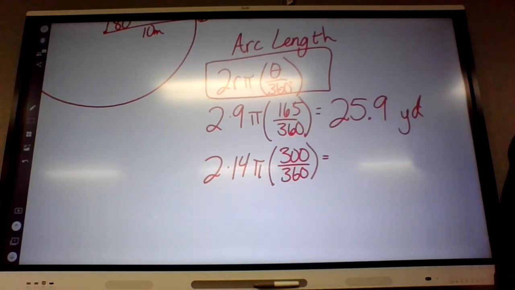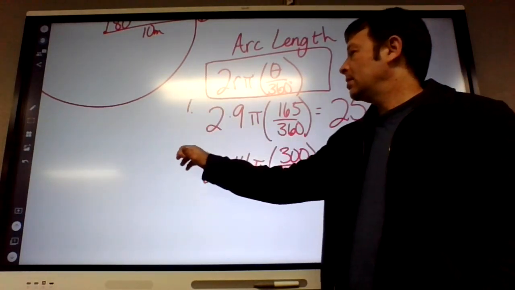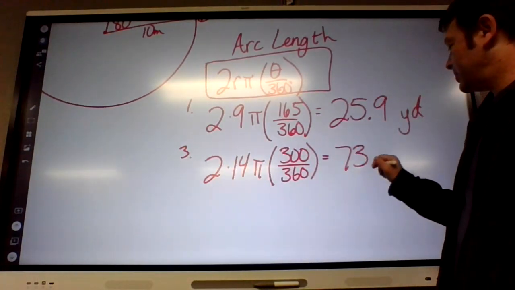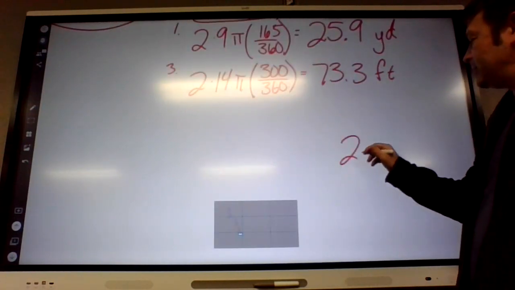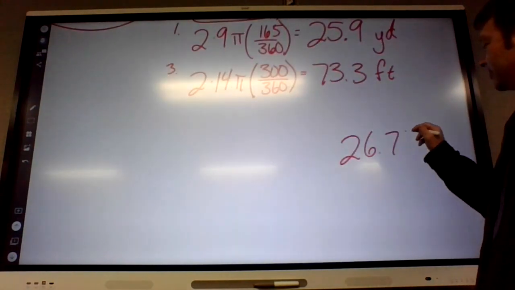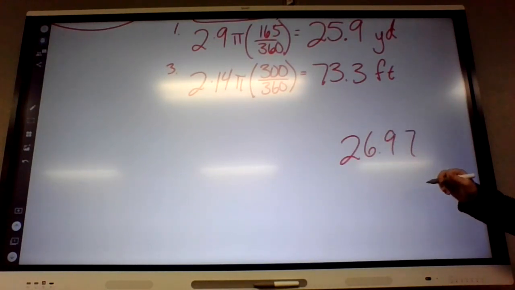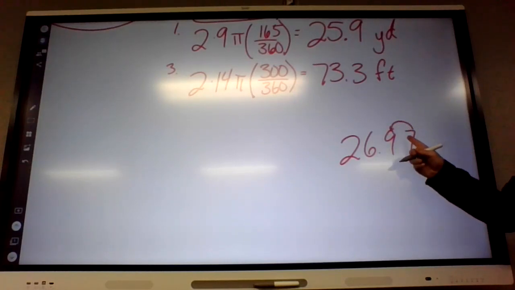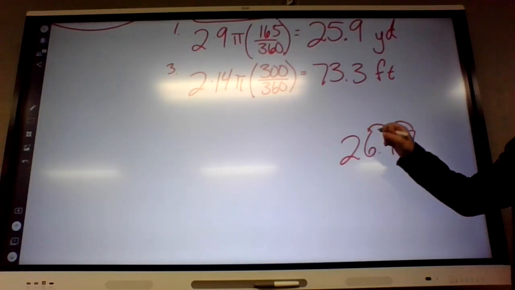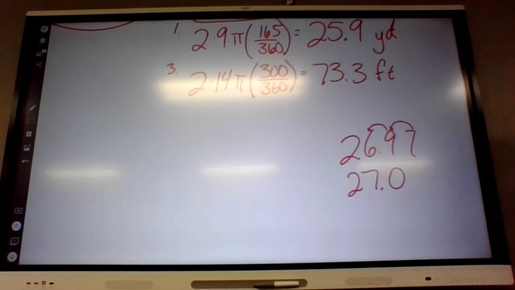Okay, what did number 3 come out as? 73.3. Okay, and that one I think was feet. Maybe we should talk about this. Do you guys remember how to round this to the tenths place? Bump it up to 27. Yeah, the 9 pushes up to a 10, so the 6 would push up to a 7. So you could say it's like 27.0. Okay.